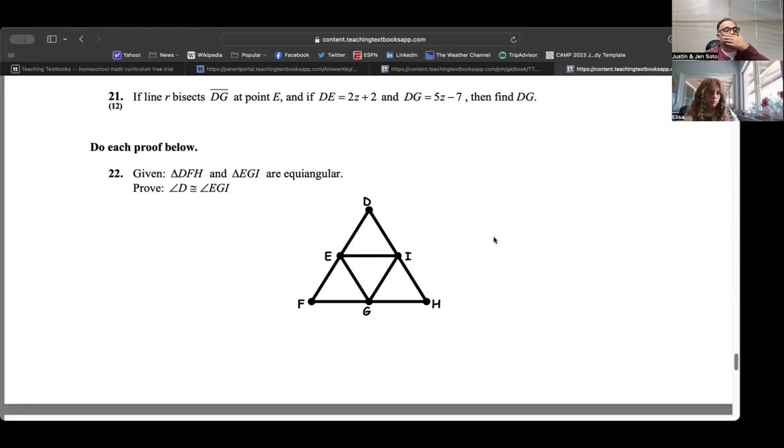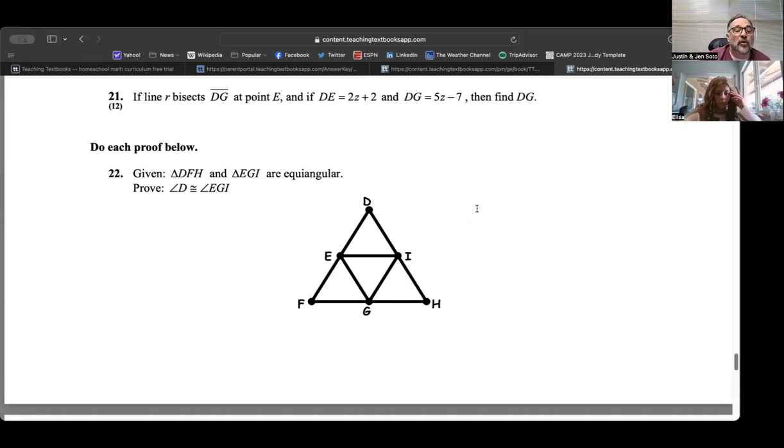Here's the proof that we're going to do. It says that triangle DFH and triangle EGI. Now they flipped it, but they got the order in the right order, right? I told you that that's important. But honestly, in this one, it doesn't even matter because all angles in an equal angular triangle are 60 degrees. So this is all you're going to do for this proof.